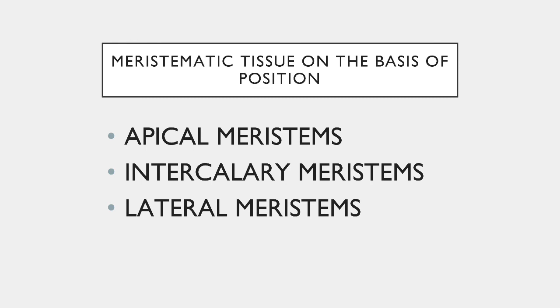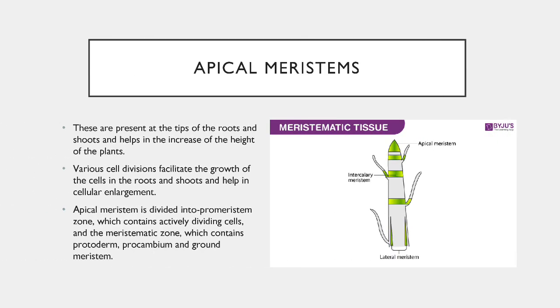Meristematic tissue on the basis of position. So there are three parts, which are apical meristems, intercalary meristems, and lateral meristems. Apical meristems. These are present at the tips of the roots and shoots of the plant, which helps in the increase of the height of the plant and cellular enlargement.